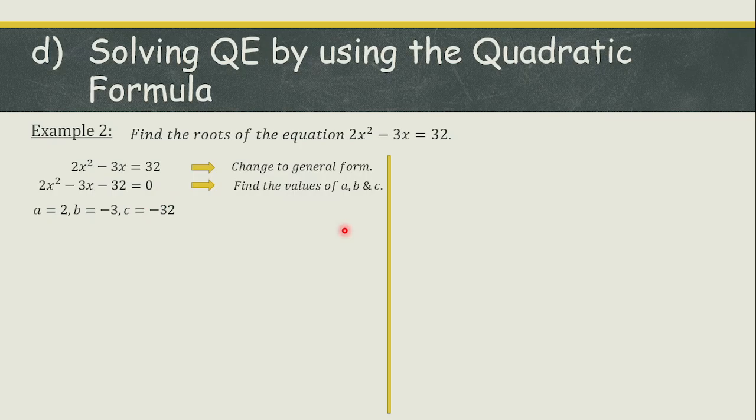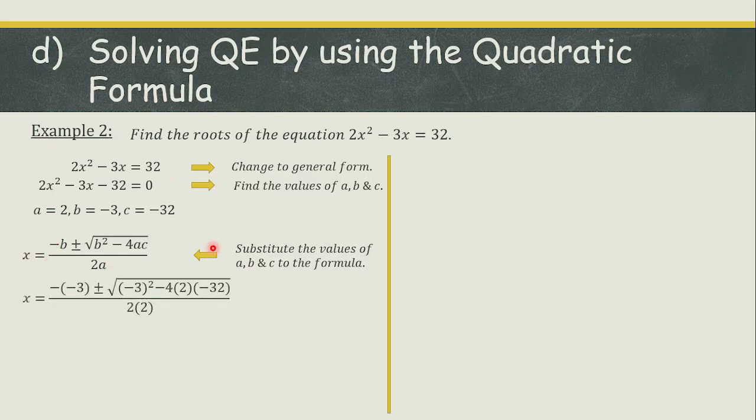After getting the values of A, B, and C, we are now going to substitute the values of A, B, and C to the formula. So let's copy the formula. X equals negative B plus minus square root of B squared minus 4AC, divided by 2A. So dito naman, dahil yung present na term dito sa ating quadratic equation or variable is x, so magiging x yung missing natin dito sa quadratic formula. So substitute na the value.